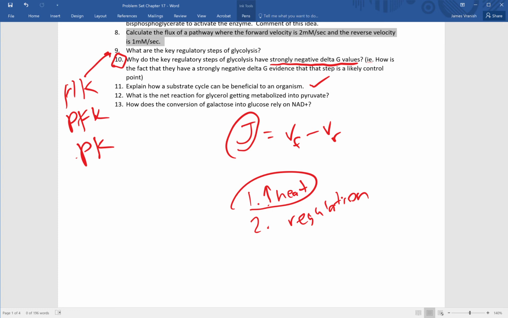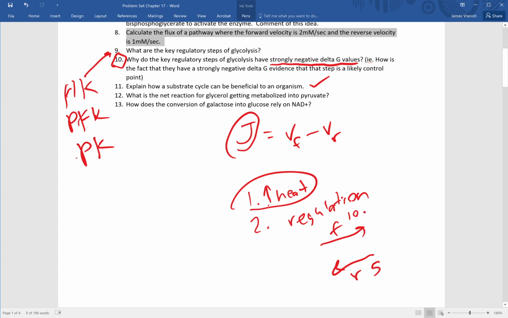So it enhances regulation. Now, if you imagine, for instance, we have two reactions. We have a forward reaction and a reverse reaction. I'm just going to give these some arbitrary rates. I'm going to say that the forward one has a rate of 10 and the reverse one has a rate of 5. Let's say that I can change the forward reaction by half.